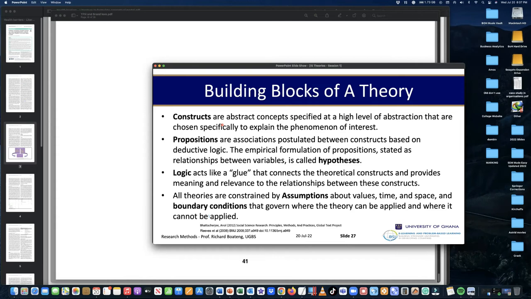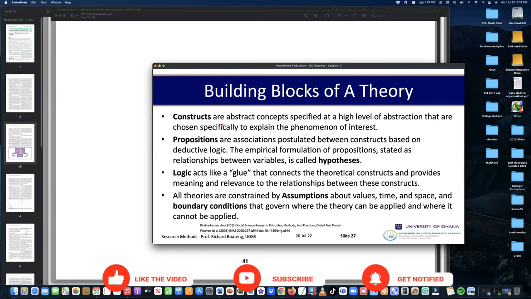Okay. So propositions are associations that are postulated between the constructs. I mentioned that one. Some of you call it hypothesis. In qualitative work, you call them propositions. So you can say that this one will influence this, or this one will have a relationship with this. These are the propositions, the relations between the variables.